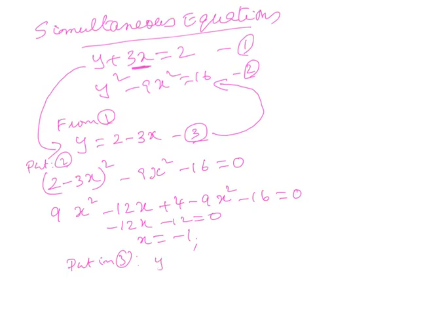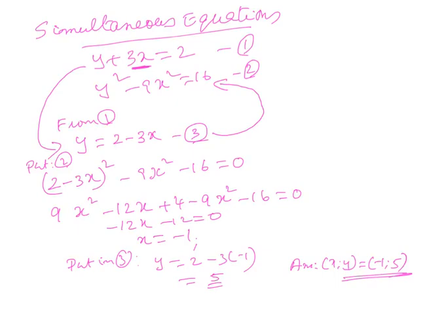Therefore y is equal to 2 plus 3 times negative 1, which gives me 5. So my final answer is x, y. You can write it in coordinate form, or you can write x is equal to, or y is equal to.